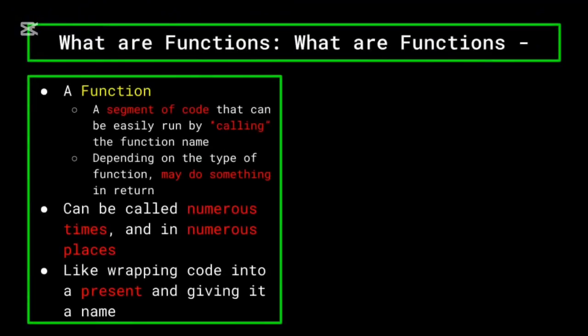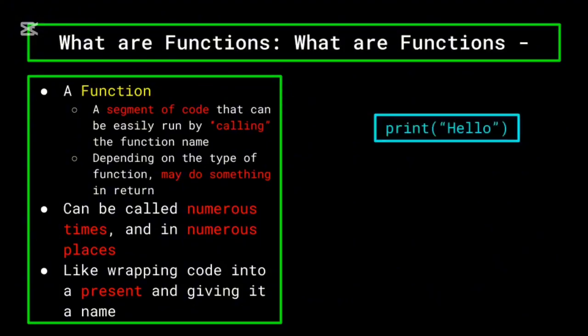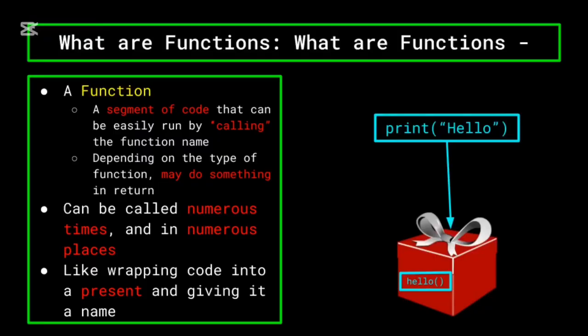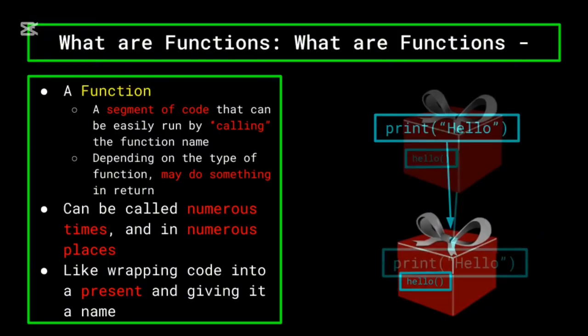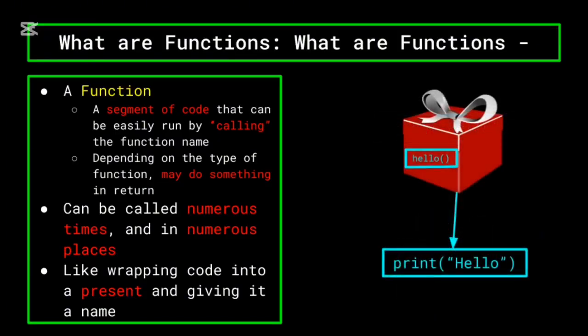Well, a function is a segment of code that can be easily run by calling the function name, and depending on the type of function, will do something in return. Functions can be called numerous times and in numerous places in your code. Essentially, they are like wrapping up a segment of code into a nice present and giving it a name, which, when called, will unwrap the present and go through the code that you had wrapped up.